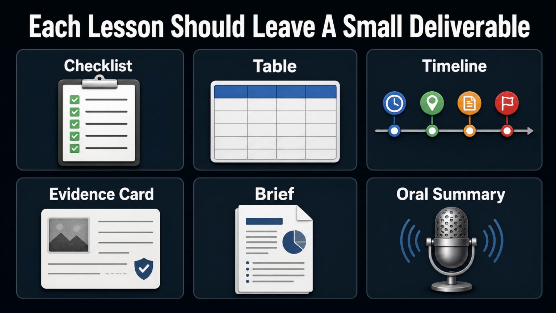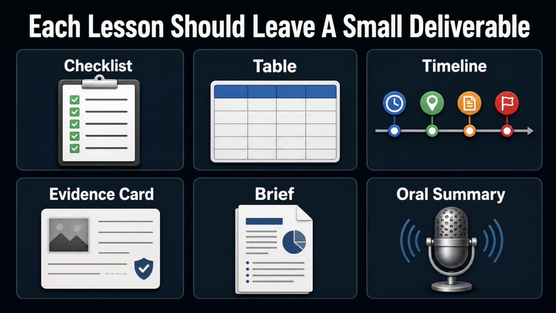Every lesson should leave a small deliverable. That deliverable can be a checklist, table, timeline, evidence card, short brief, or even a 3-minute oral summary. The exact form depends on the lesson. A source evaluation lesson may leave a rating table. A map verification lesson may leave a location record. A report lesson may leave a short executive summary.